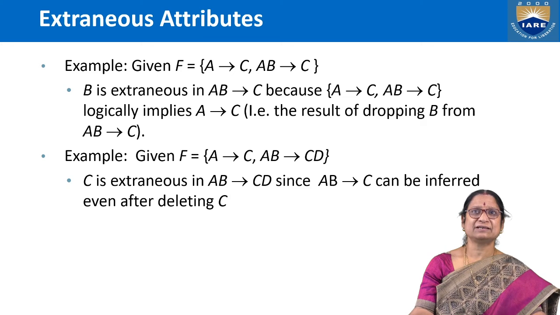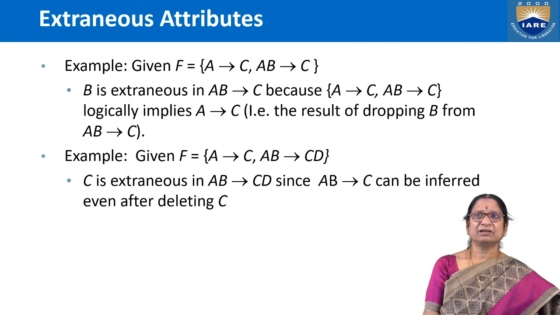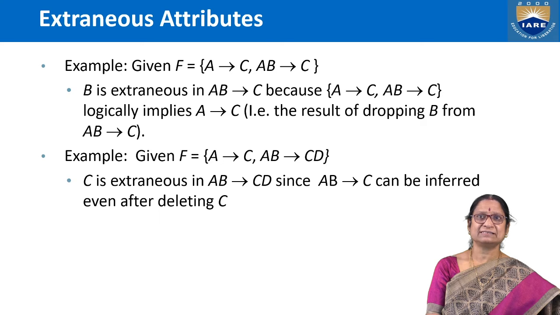Example of an extraneous attribute: given F, A determines C and AB determines C. Since A determines C is there for us, in AB determines C, B is extraneous. A determines C and AB determines C exist, so B is an extraneous attribute here. F logically implies A determines C, which is the result of dropping B from AB determines C. Then we will have only A determines C. B is extraneous.